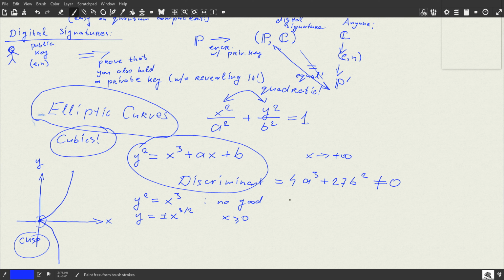It is also possible to get a cubic curve which would contain some kind of self-intersection, something like this. So again, in the point of self-intersection, the tangential line to this curve is not well defined. The discriminant being non-zero guarantees that there are no cusps and there are no self-intersections.